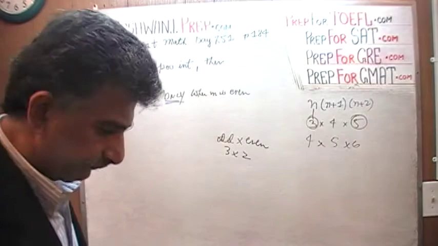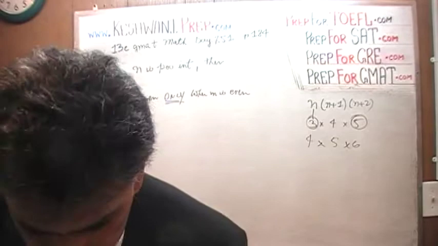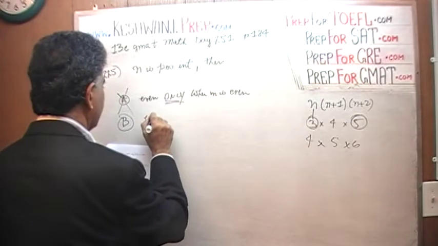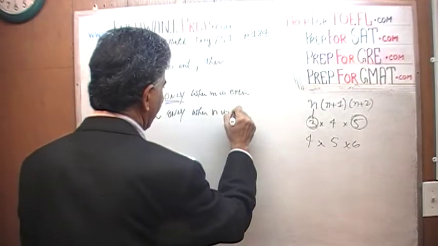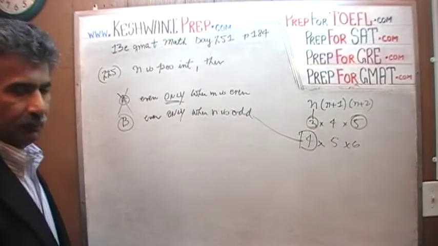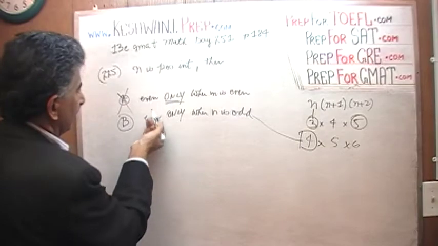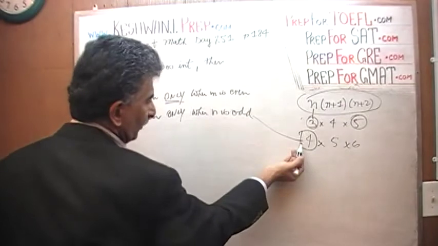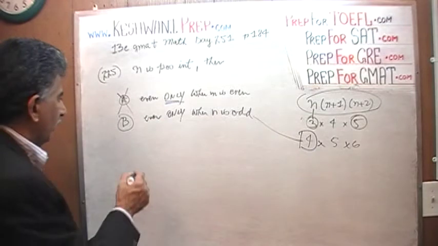Let's look at the second claim. B says it's even only when n is odd. Well, we just saw that when n is even, it's still even. Obviously, if n is even, it's going to be even. This is silly. It claims that the product is even only when n is odd. No. n can be even, and of course it's going to be even because you start out with an even number.